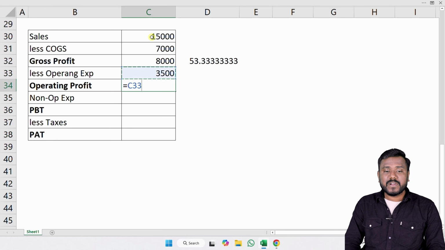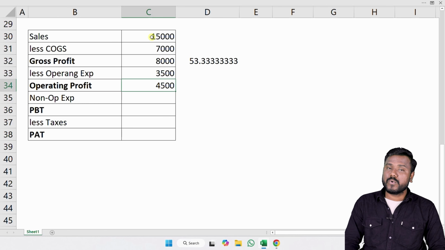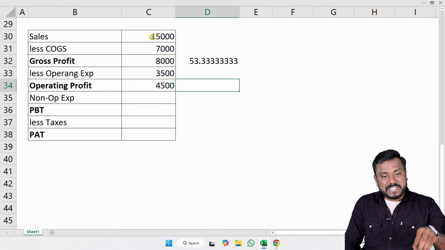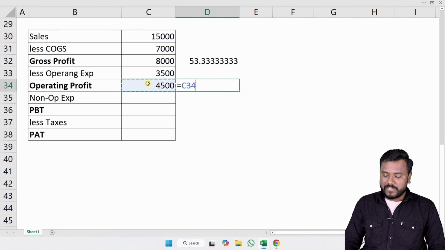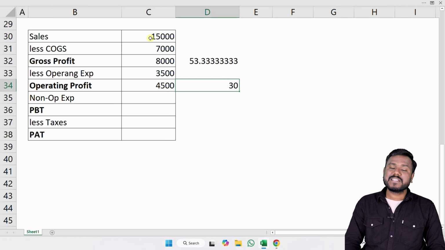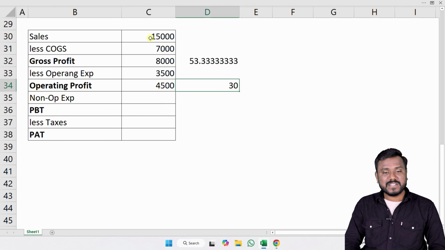Now, from this gross profit, assume I have operating expenses of 3,500. 8,000 minus 3,500. What is my operating profit? 4,500. What is this percentage of my operating profit compared to my sales? 4,500 divided by 15,000 multiplied by 100. So what is my operating profit margin? That is 30%. What is my gross profit margin? 53%.